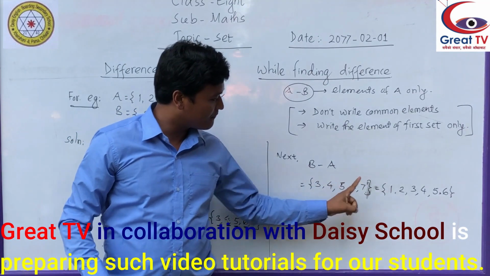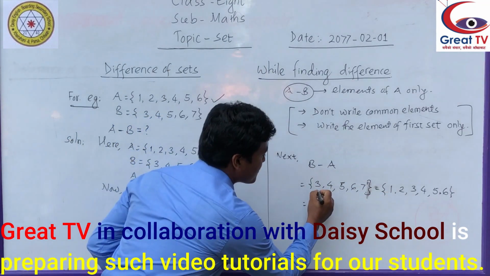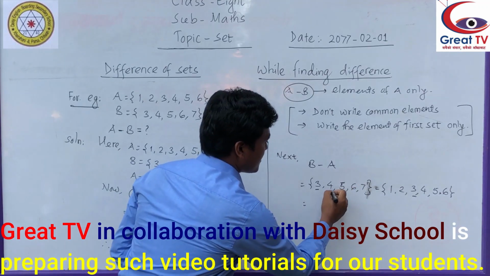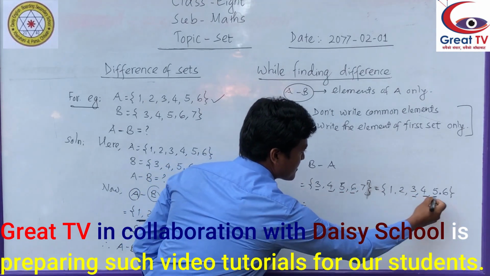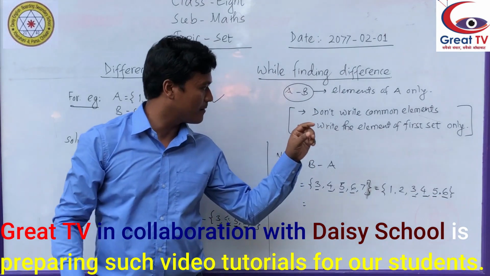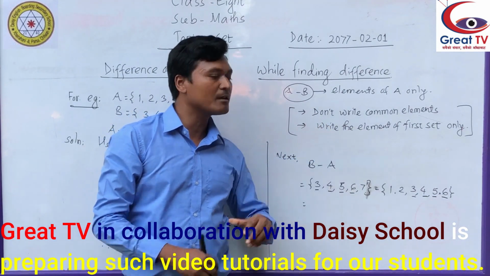3 is a common element, 4 is a common element. I underline 3 as a common element, 4 the next common element, 5 the next common element, 6 the next common element. And the second thing: write the remaining elements of the first set only.